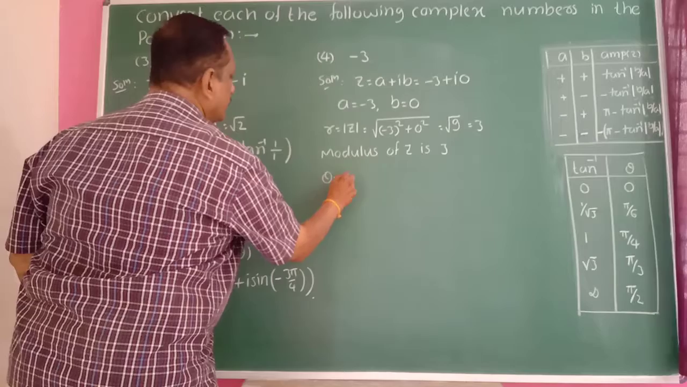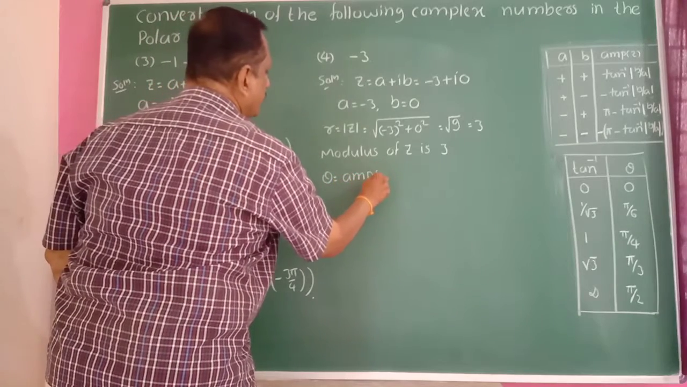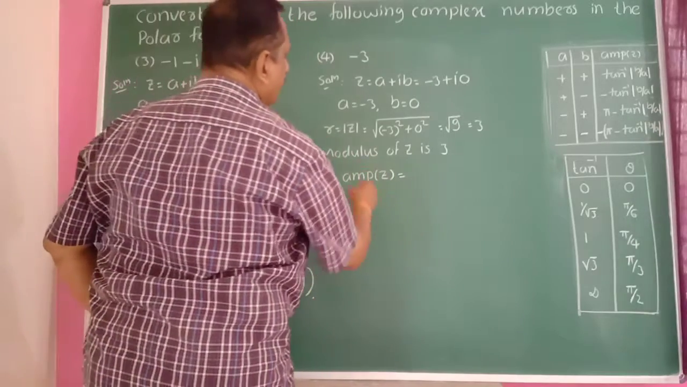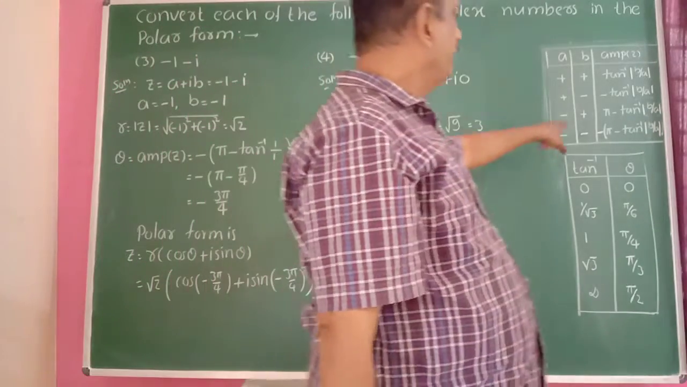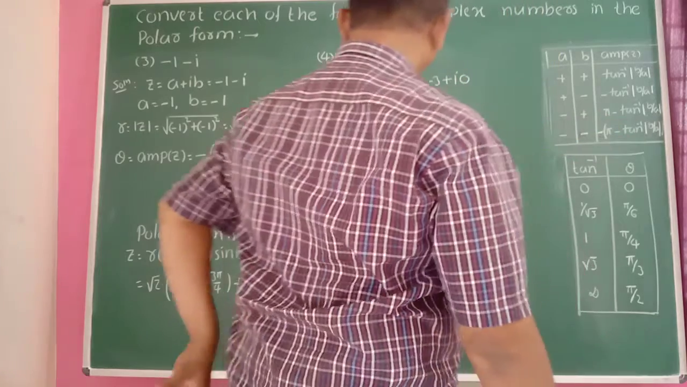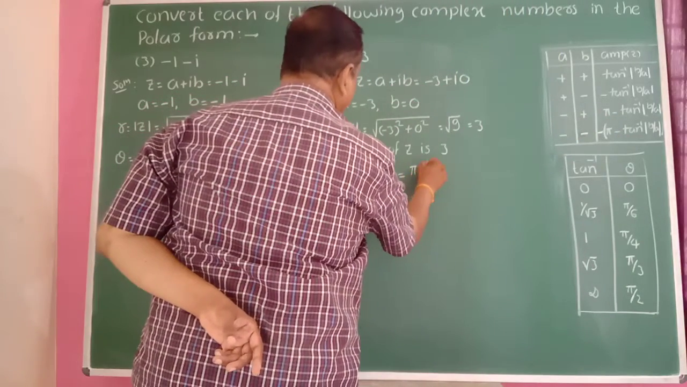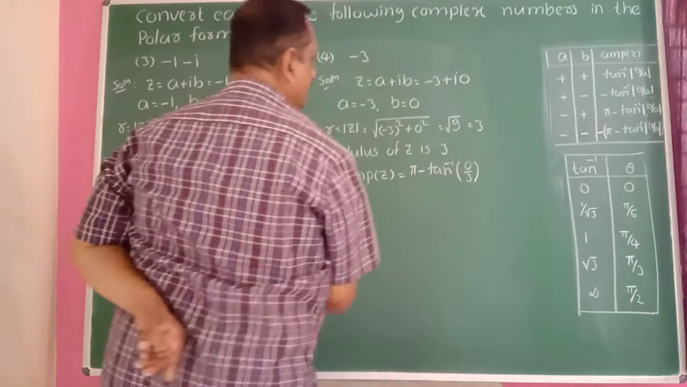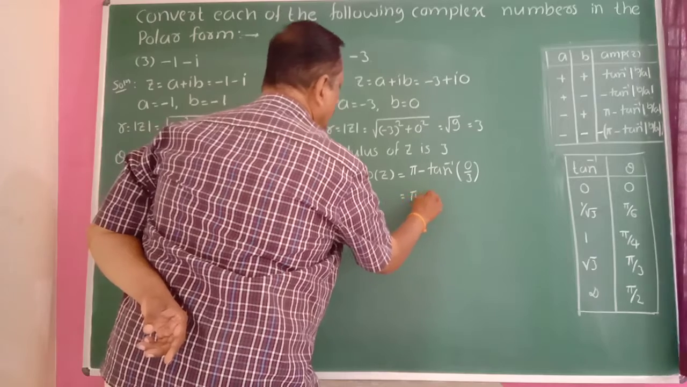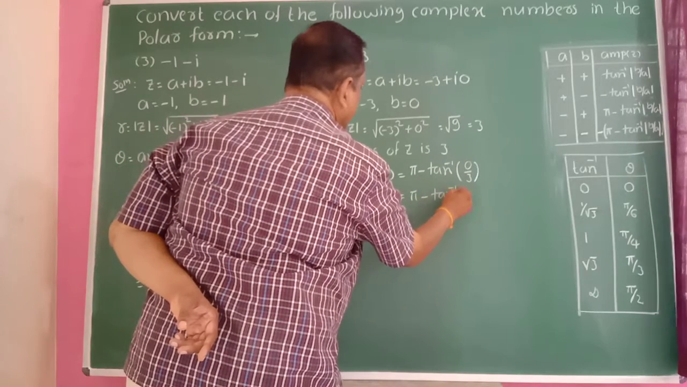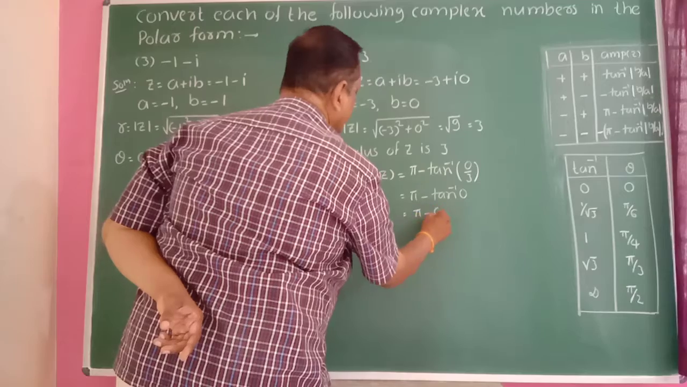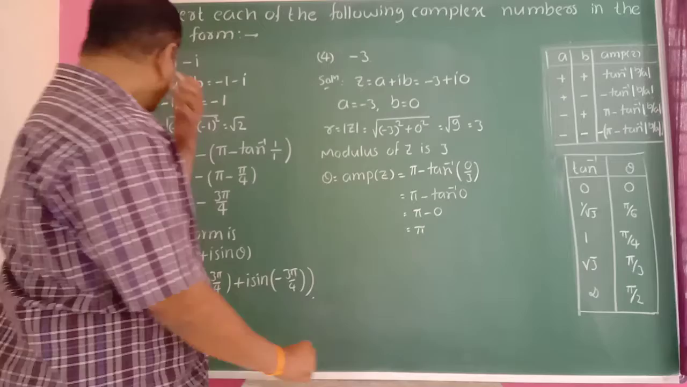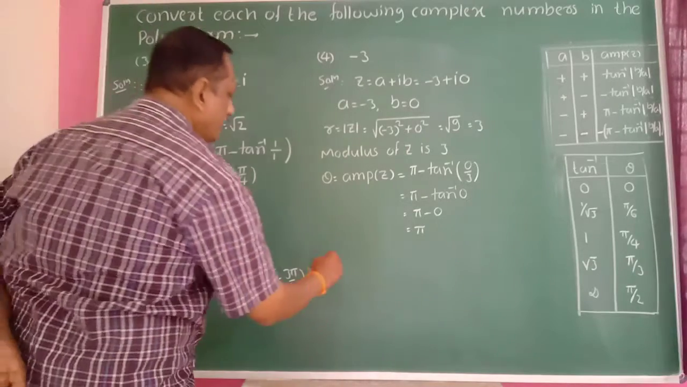Then theta is equal to the amplitude of the complex number z. You can take care: a is negative, b is positive, so it is pi minus tan inverse of 0 by 3. Therefore pi minus tan inverse of 0. Therefore pi minus 0 gives pi, since tan inverse of 0 is 0. This is pi.